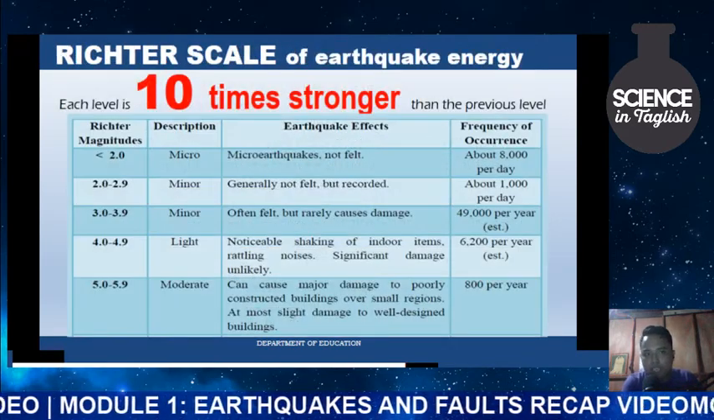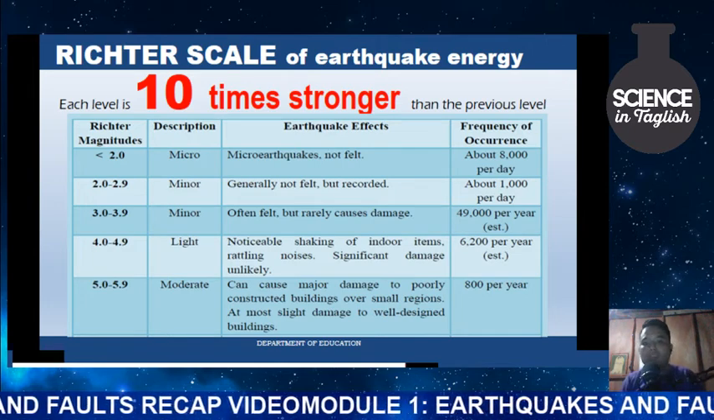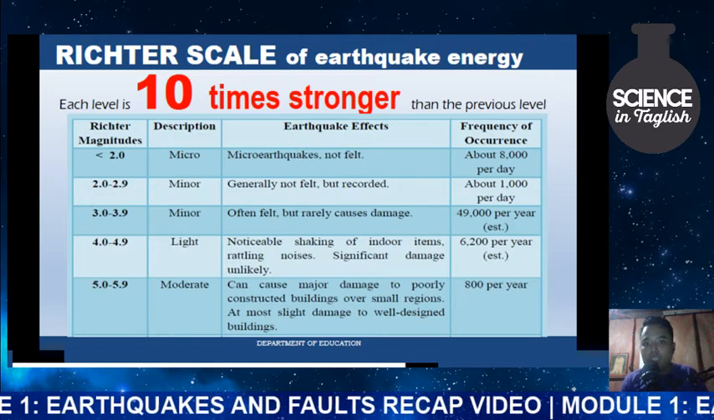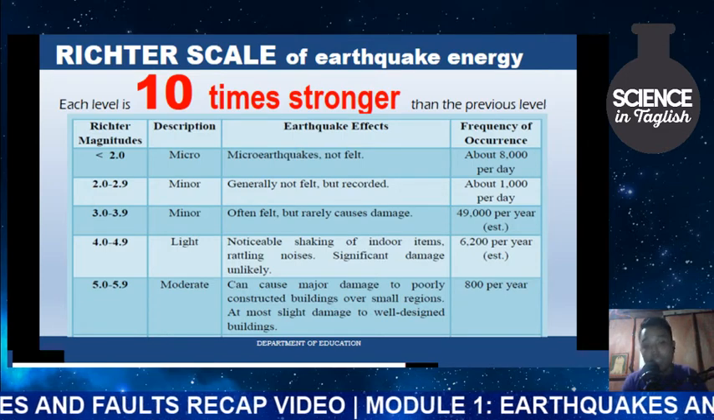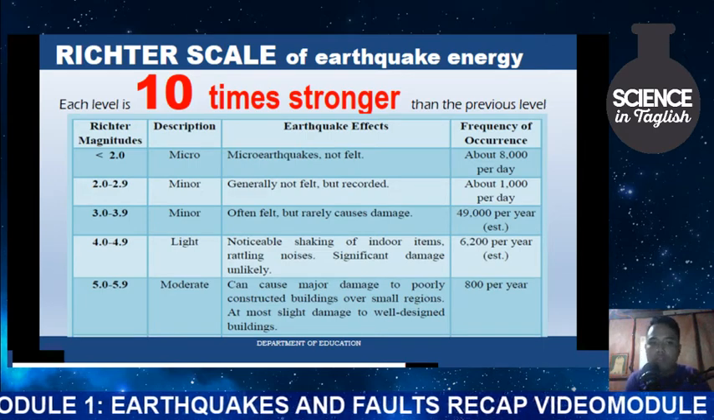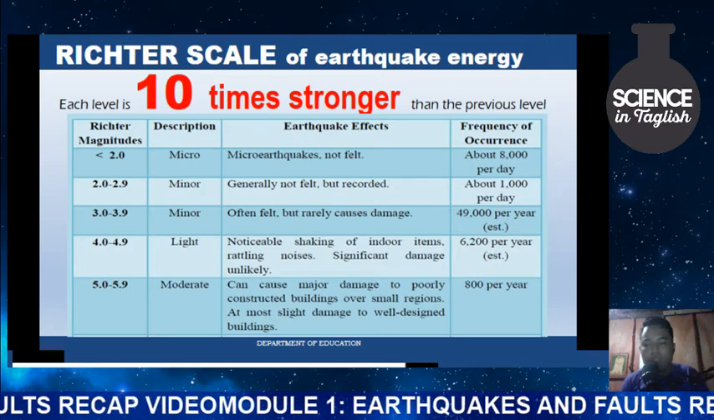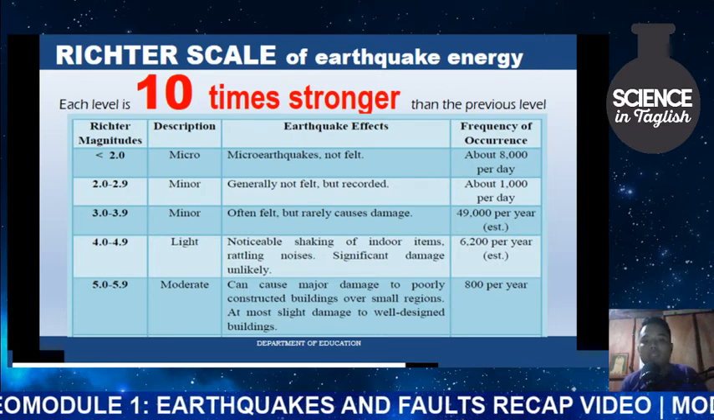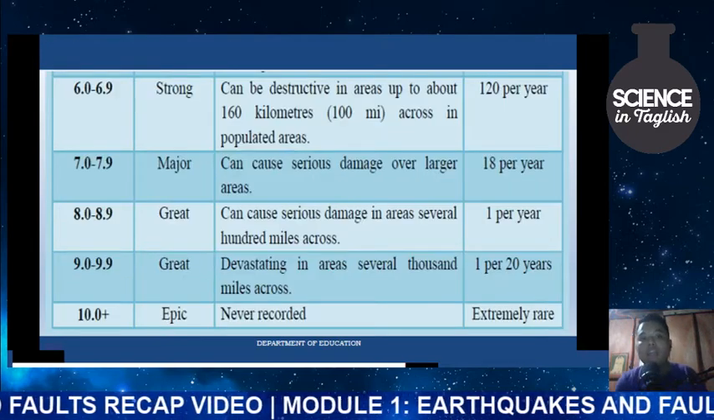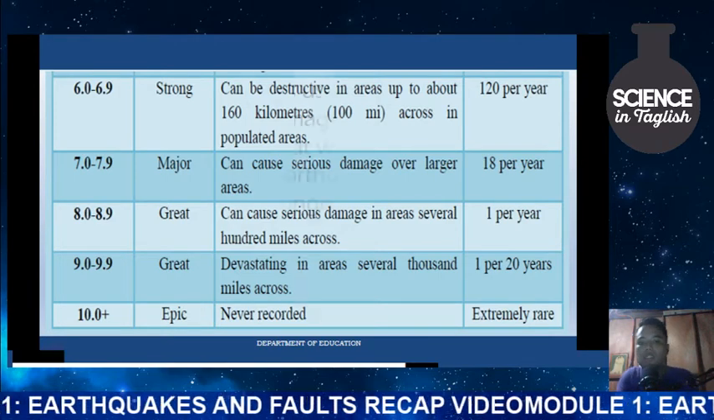So dito, pakita lang natin, the Richter scale is 10 times stronger than the previous level. So for example, yung ating magnitude ay 2.0, tapos yung next ay 4.0. Yung 4.0 is 100 times stronger. Why? Because from 2.0 to 3.0, 10 times. 3.0 to 4.0, another 10 times. 10 times 10, 100 times. Wala pa namang nare-record na earthquake na epic. Wala pa. Awa ng Diyos.